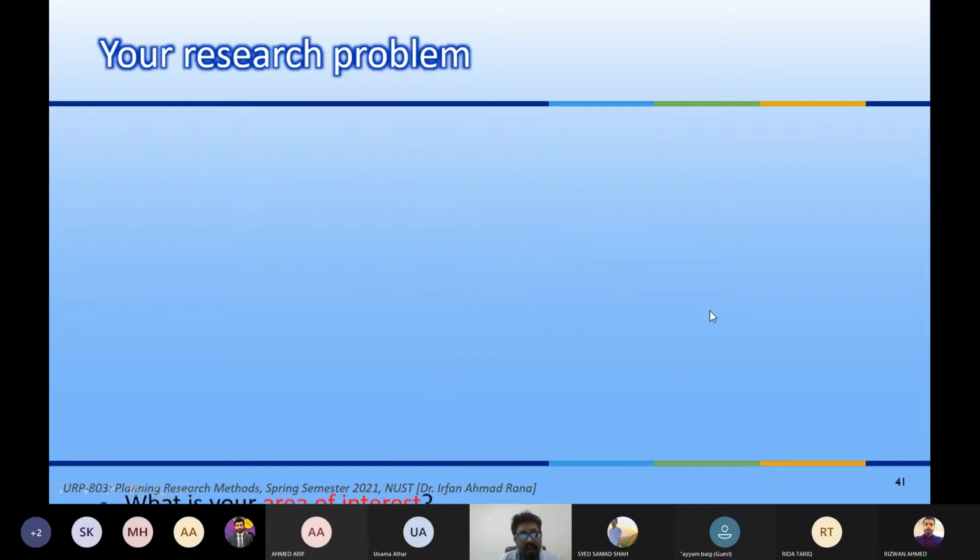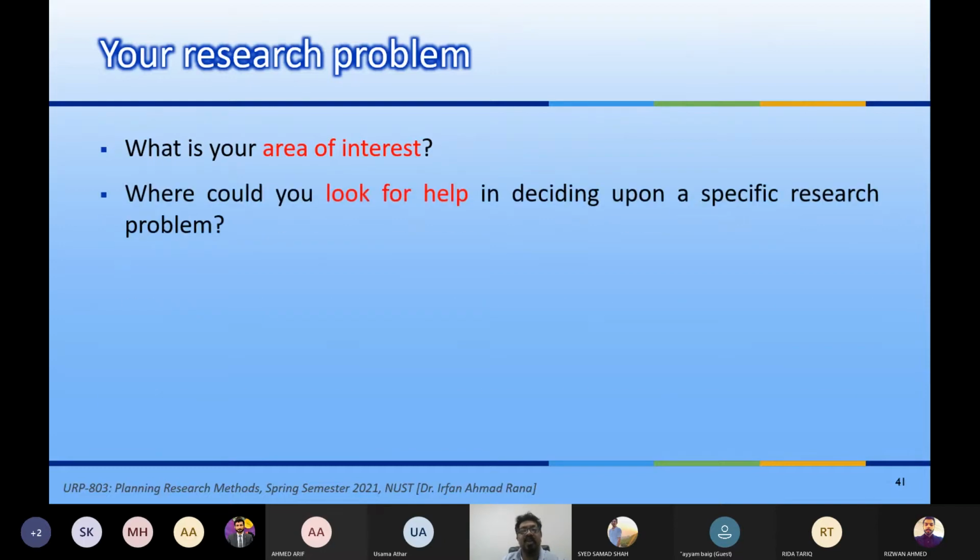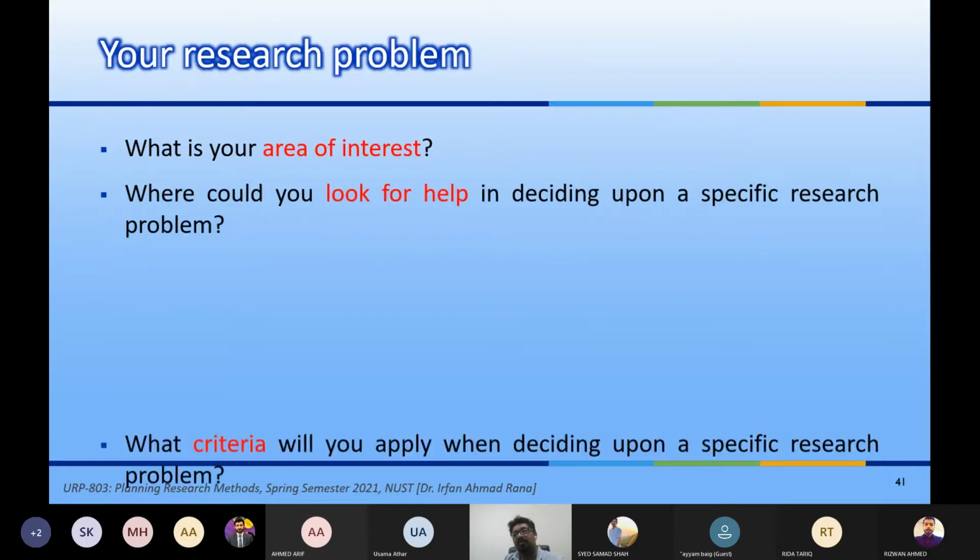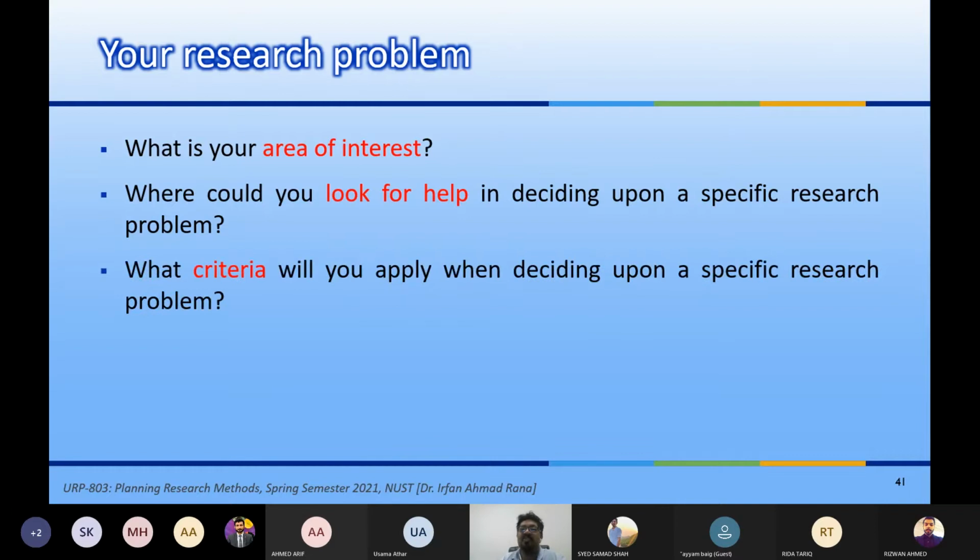Okay, so how do you define your research problem? Let's think about your topics, right? How are you going to choose your research topic? What would be your potential research problem? What would be the area of interest? Will you need any help for resolving this problem? And what criteria do you need to solve this problem? I'll go into it in detail.